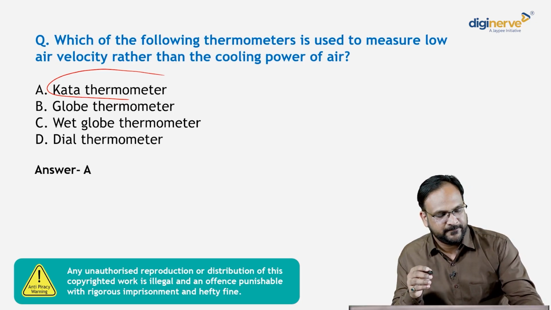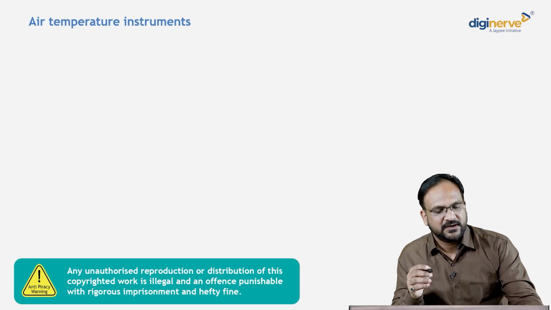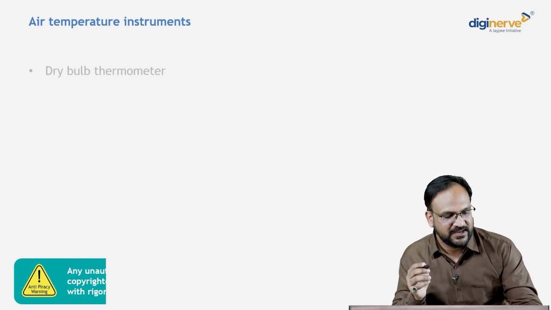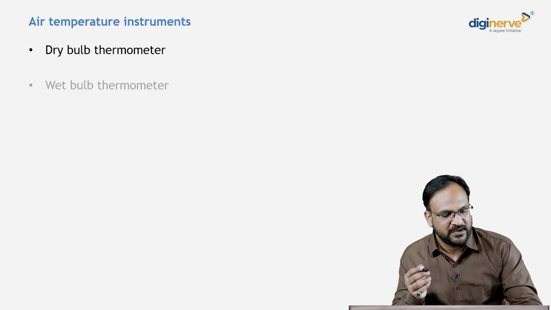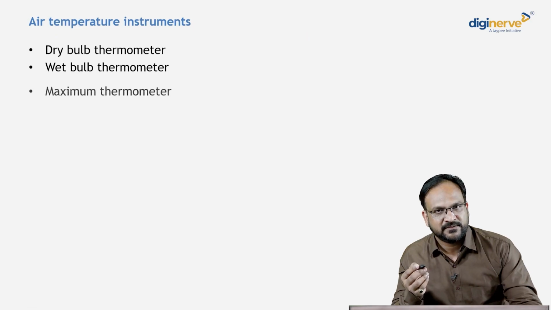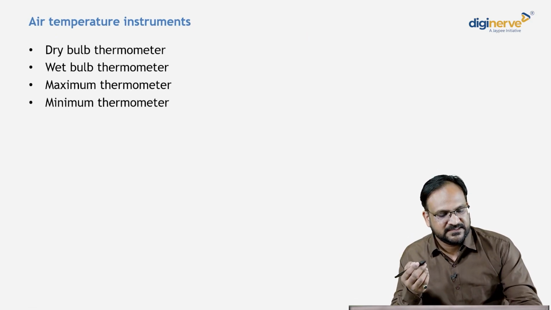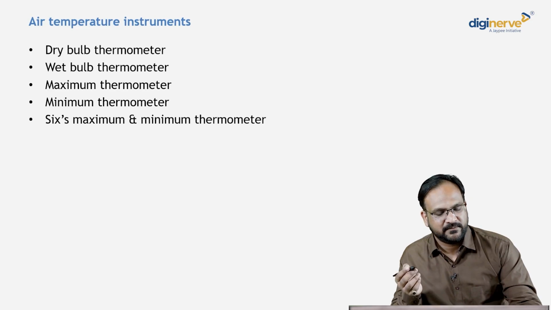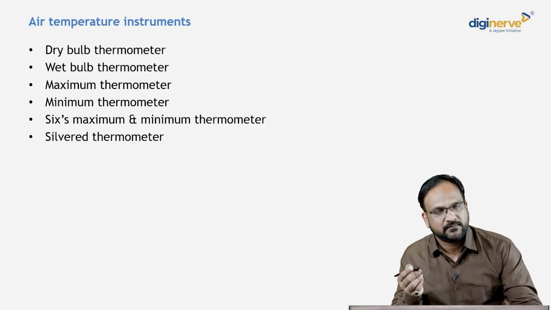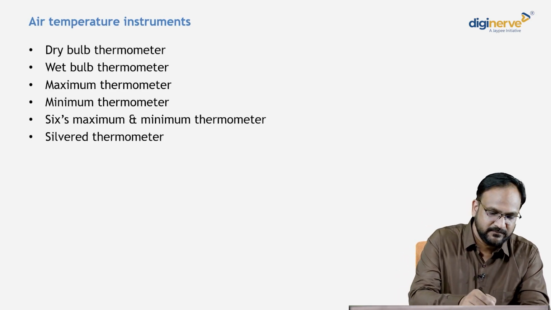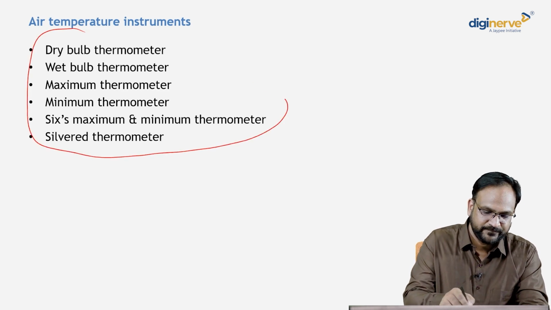Next, there are some air temperature instruments like dry bulb thermometer, wet bulb thermometer, maximum thermometer, minimum thermometer, Six's maximum and minimum thermometer, and silvered thermometer. These are used to measure the air temperature.